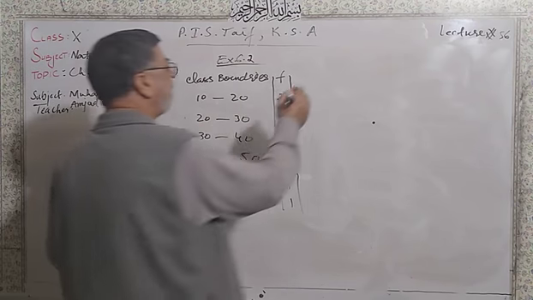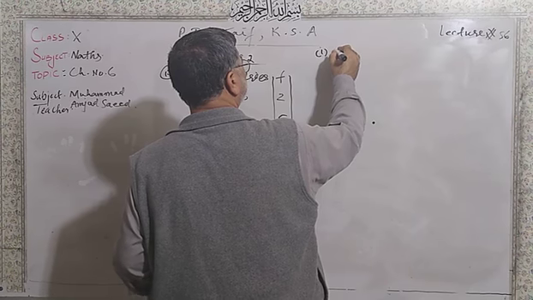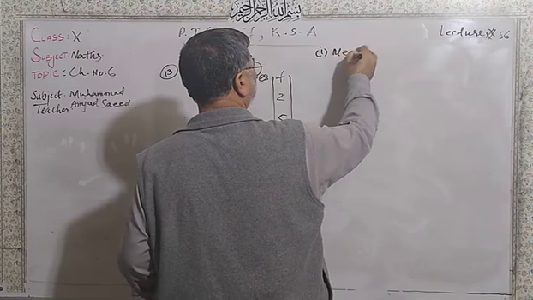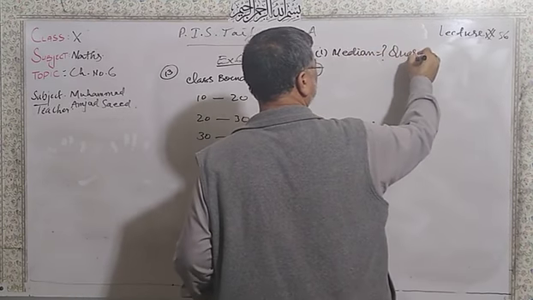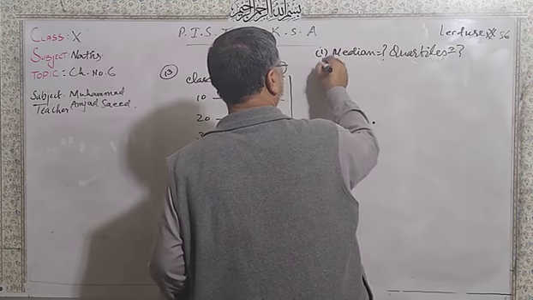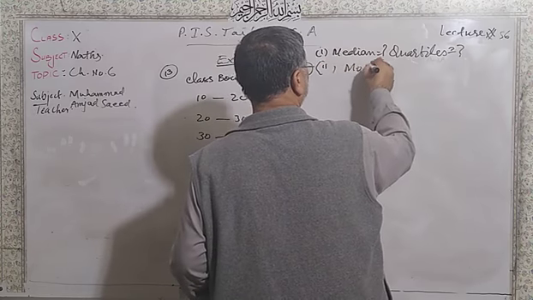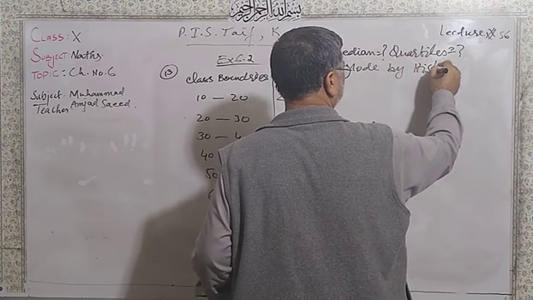You have to find number 1, the median and quartiles, and number 2, the mode by histogram.